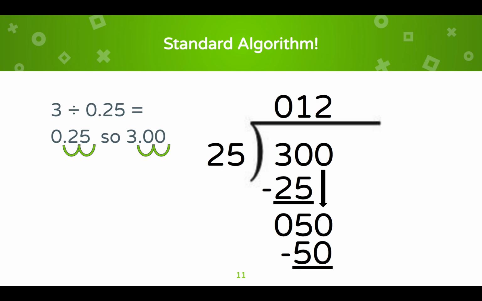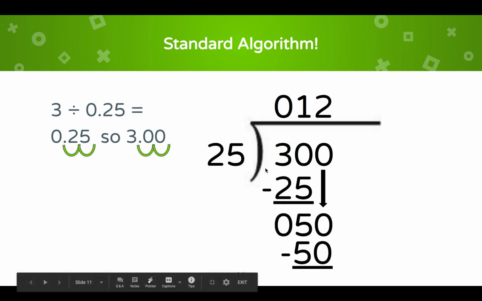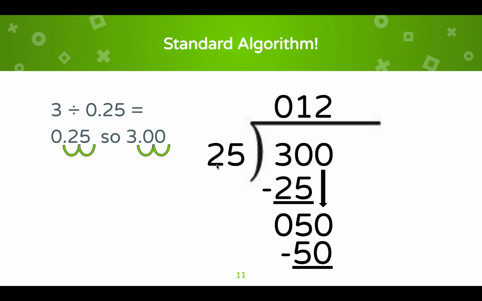So this one is the same one we just did, but how would it look different if we were doing standard algorithm? So what happens here is we set it up like a normal problem, and I'm going to show you this in a separate video that might help with this. I have my 3 in my little house because that's what I'm dividing into, and I'm dividing by 25 hundredths. But you notice my decimals have disappeared. They haven't disappeared, I've just repurposed them.